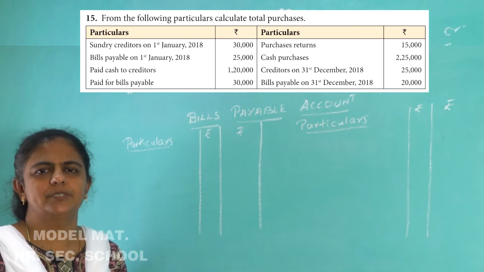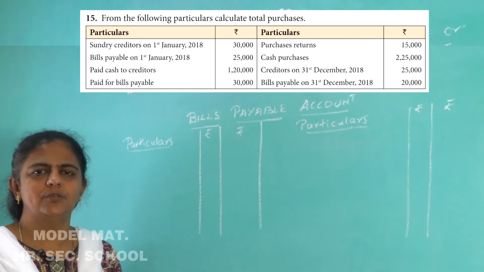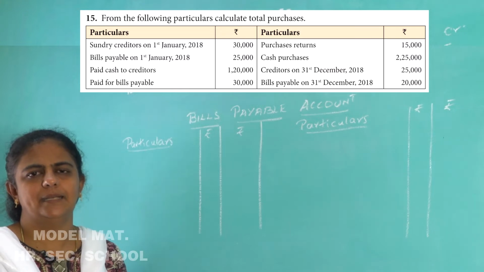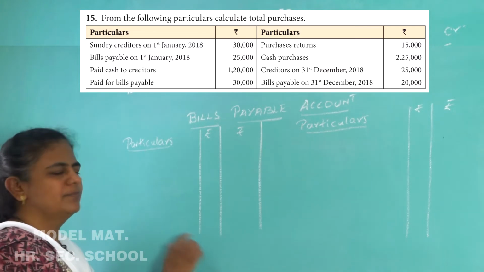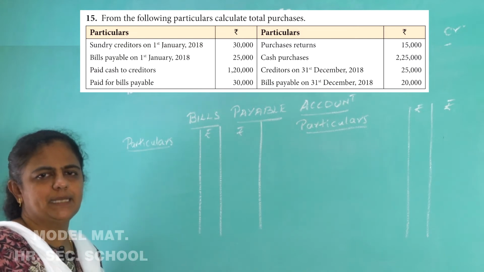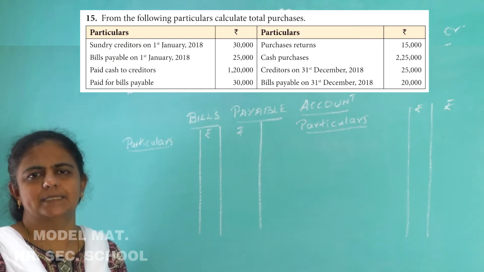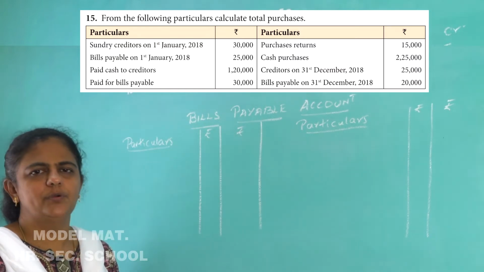To find out credit purchases, you have to prepare total creditors account. But in creditors, we don't know how much the sundry creditors have paid. So for that, first you have to prepare bills payable account. First prepare bills payable, find out the amount paid by the sundry creditors. Then you prepare total creditors account. Then finally you find out the total purchases. Okay. So now you go to the sum.